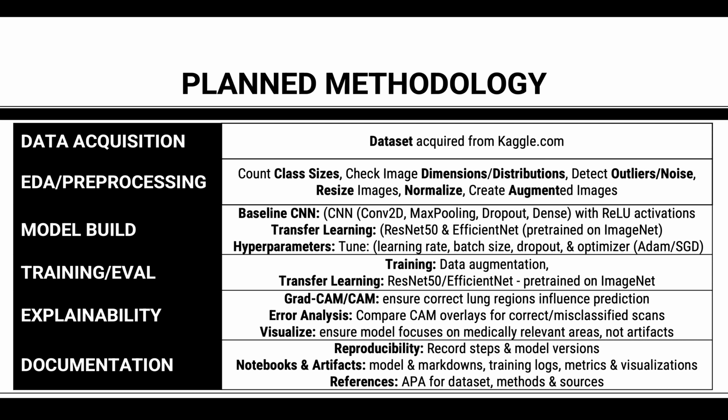Hyperparameters, including learning rate, batch size, dropout, and optimizer, will be tuned for optimization. For the training and evaluation, I'll measure recall, F1 score, PRAUC, and confusion matrix. For explainability, I will apply GradCam to confirm the model is focusing on the correct lung regions, and perform error analysis to understand misclassifications. Visualizations will ensure the model emphasizes clinically relevant areas, not artifacts. Finally, reproducibility will be supported by detailed logging, notebooks, training logs, and proper APA references for datasets and methods.